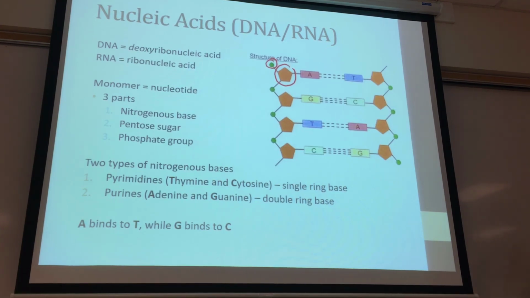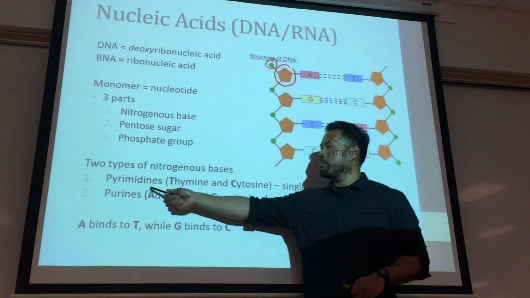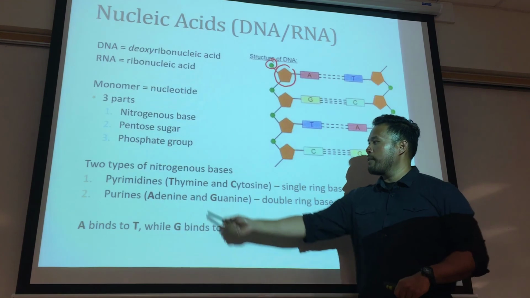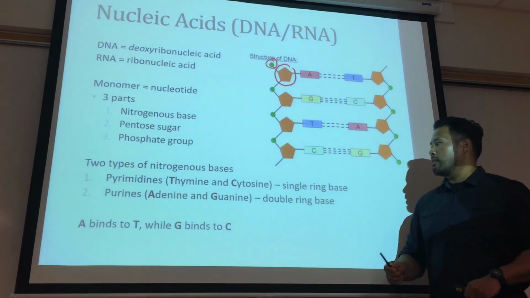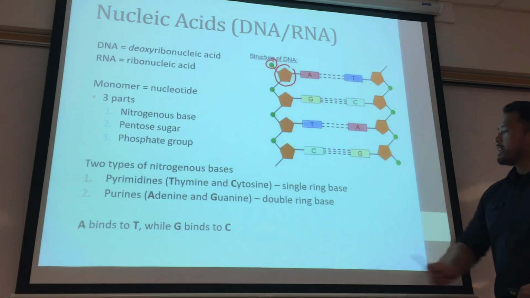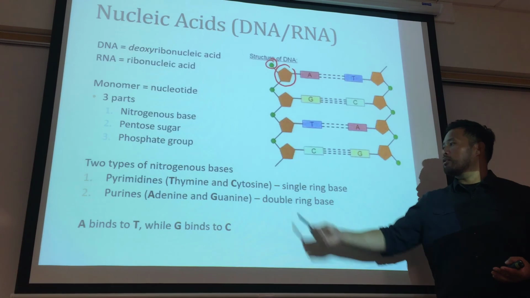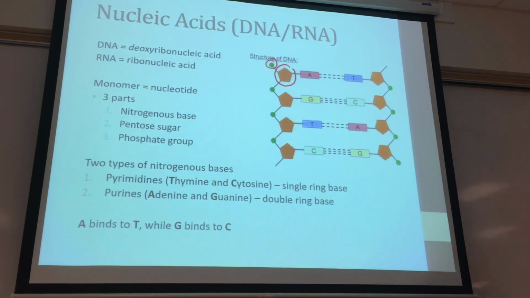For the nitrogenous bases, we have four different ones. Actually, technically we have five, but for DNA, we have four. You don't need to know pyrimidines, you don't need to know purines, you don't need to know the names of these. Don't worry about that. We do have thymine and cytosine, adenine and guanine. These are single ring bases and double ring bases. At no point am I going to ask you which one is which. It's not really important to physiology.